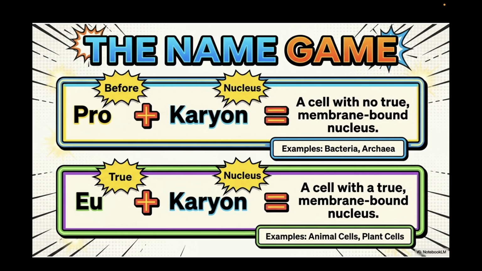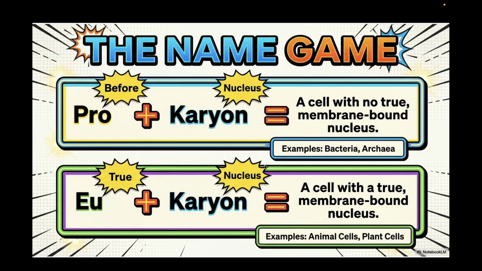So cells are mainly classified into two major categories, prokaryotic and eukaryotic cells. The word prokaryote means before, pro means before, karyon means nucleus, which ultimately means a cell with no true membrane bound nucleus. Examples are bacteria and archaea.